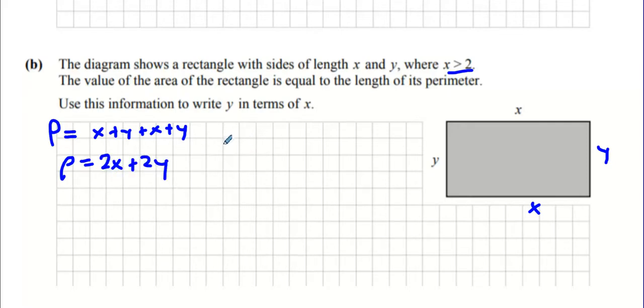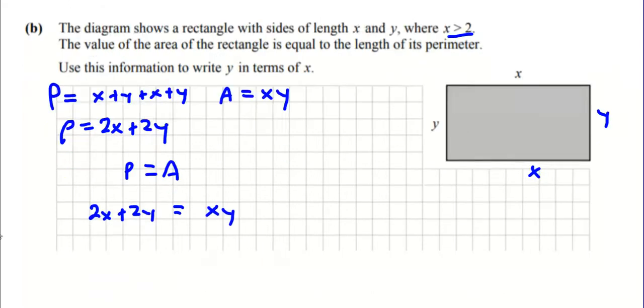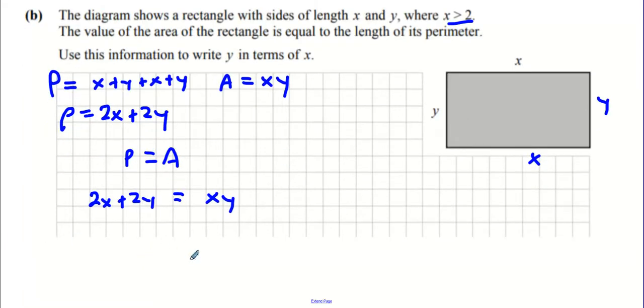Area equals length by width, which is xy. So now we've got perimeter equals area, which is 2x plus 2y equals xy. Next thing we're going to do is put them equal and try to isolate the y's out. So it's going to be 2y.